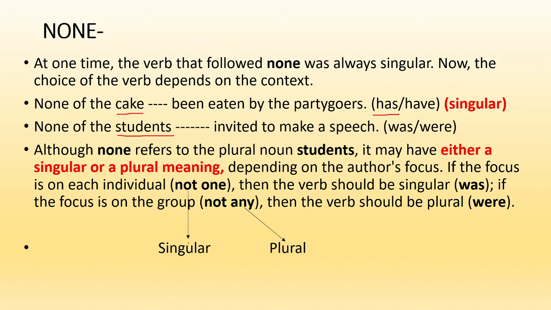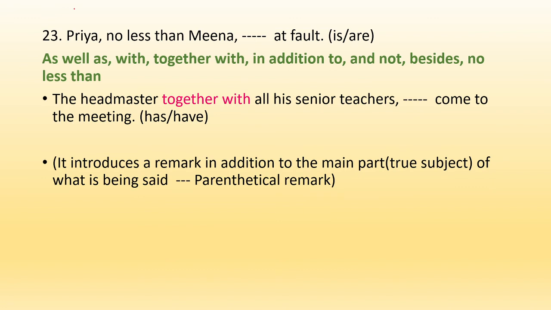If the sentence means not one, meaning ek bhi nahi, remember, not one means ek bhi nahi, then it is singular. But it will be plural if the context says not any, that means koi bhi nahi. Not any means together in a group, koi bhi nahi, whereas not one means ek bhi nahi. So if it is ek bhi nahi, you have to use a singular verb. If it is koi bhi nahi, then it is a plural verb. So just remember this.